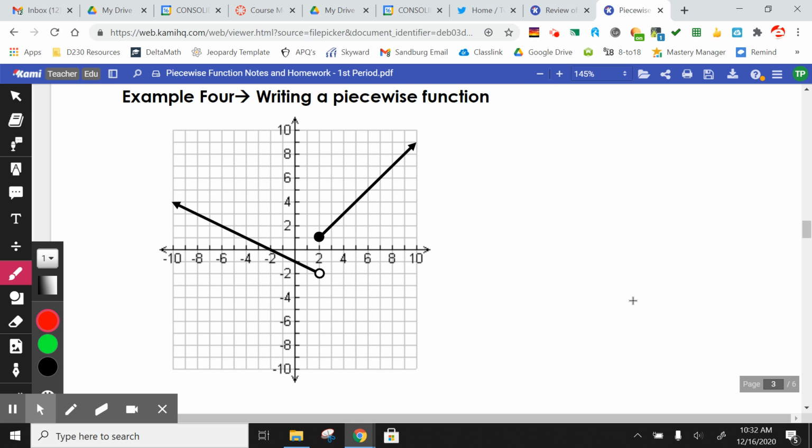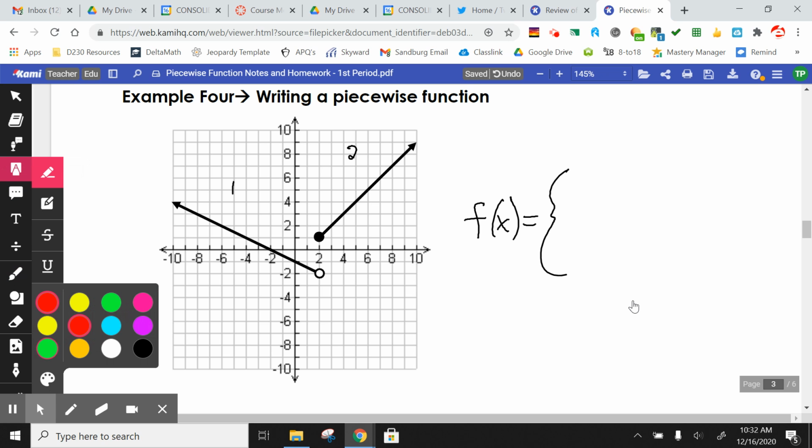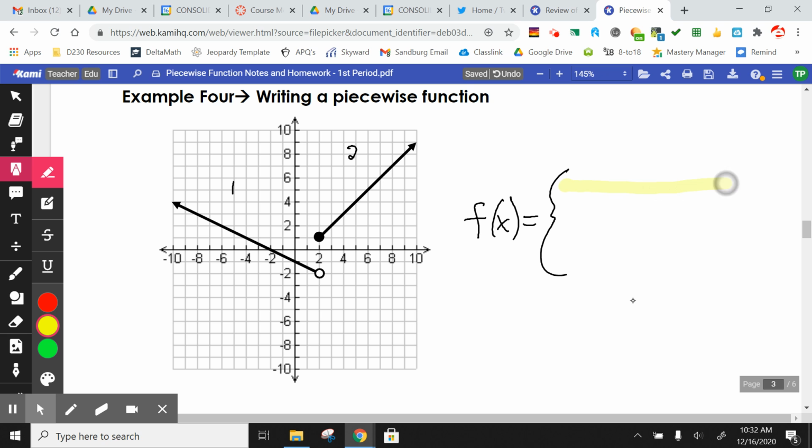All right, so now what I want you to do, go backwards from what we just did. We're going to write a piecewise function for this. So the way we're going to write this, put f of x. Notice how we have two different pieces, 1, 2. So we're going to put a big brace, and we're going to put equation number 1 here and equation number 2 here. So we have two different parts to this.